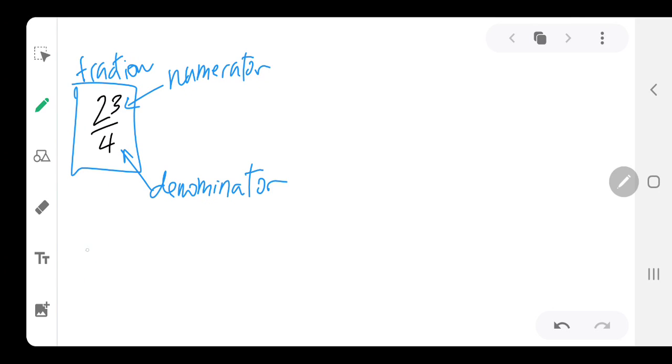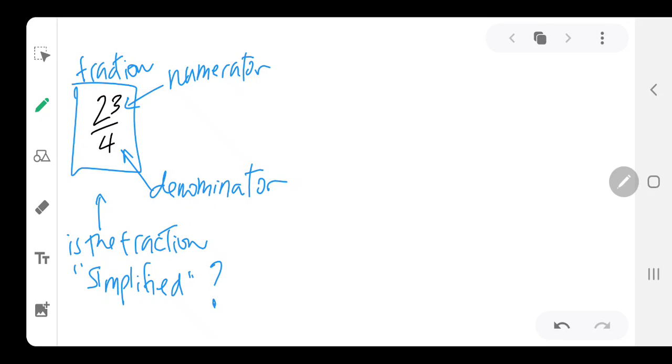So is the fraction simplified? We're going to talk about what that means. Can the fraction be simplified? Is the fraction in the simplest form, as written? Right now it's just a number, so we don't have to do anything with the number. We can just ask the question whether or not it is simplified.